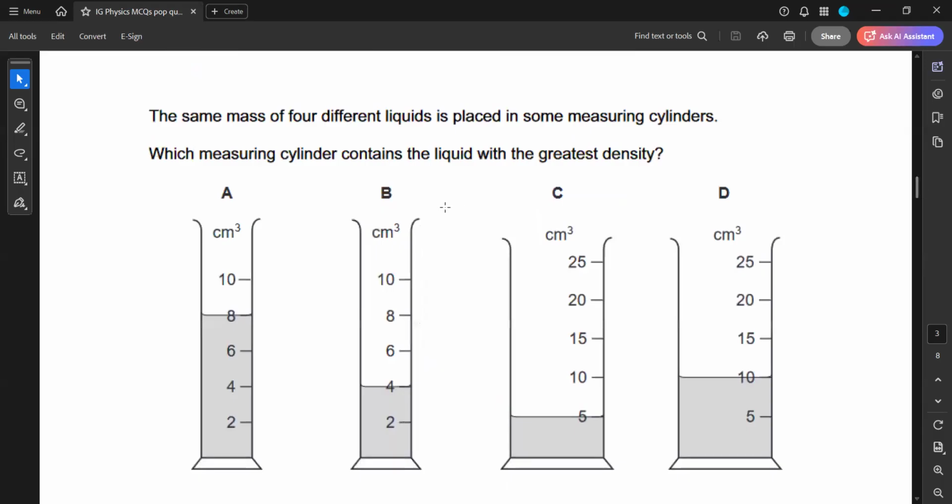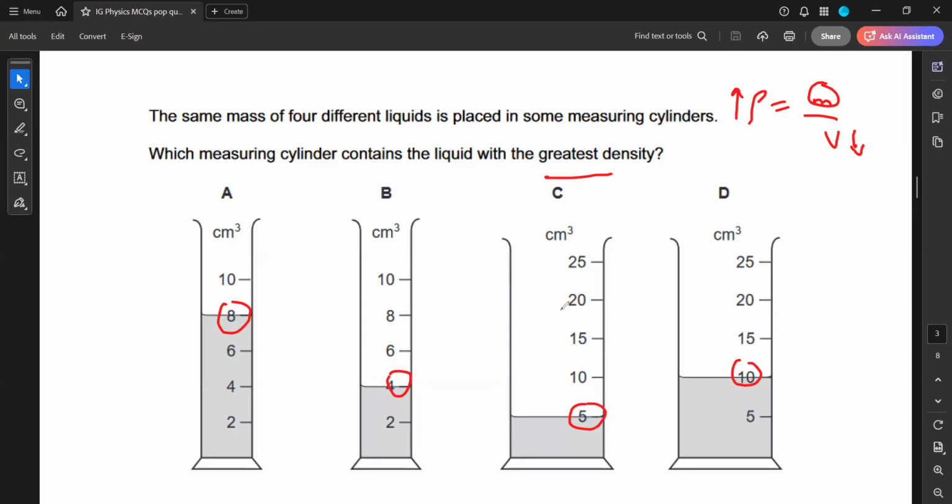Question 4. Which measuring cylinder? Sir, I have a doubt in this question. Sure. Four same masses of 4 different liquids are placed in measuring cylinders. Look, density is mass divided by volume. If the mass is constant, we need the greatest density. So the highest density should have the least volume because the relation between the density and the volume is inverse. So we have equal mass of all of them. Here the volume is 8, the volume is 4, the volume is 5, and the volume is 10.